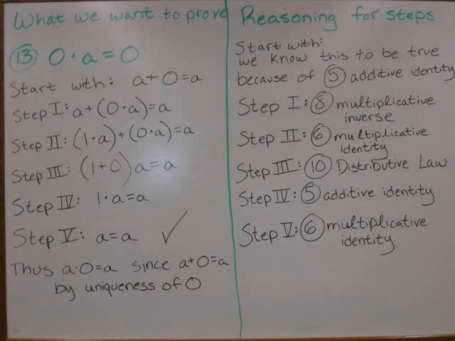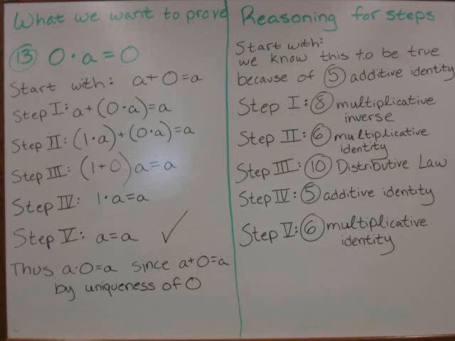So now we're down to the bottom 4. If we remember, these were in a different color. They were in a different color because we can prove these using the other properties. So we're going to start with the first one, which is 0 times a equals 0. So we want to prove that. I'm going to start with a plus 0 equals a. And we know that this is true because it's the additive identity.